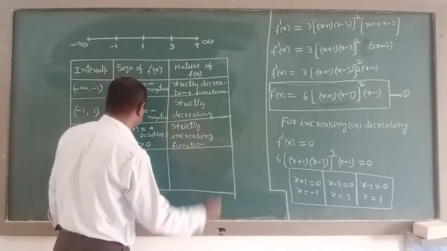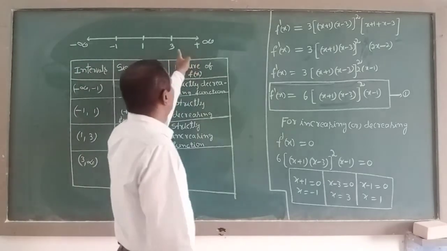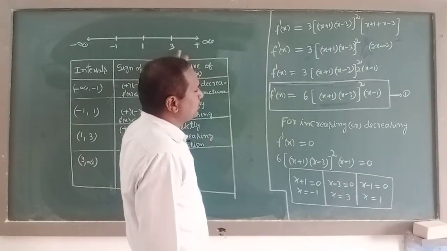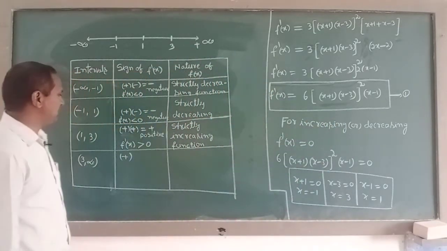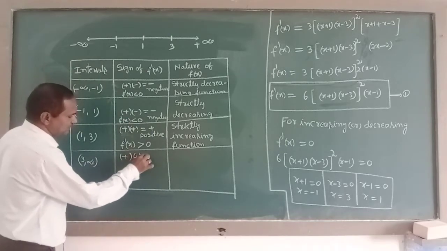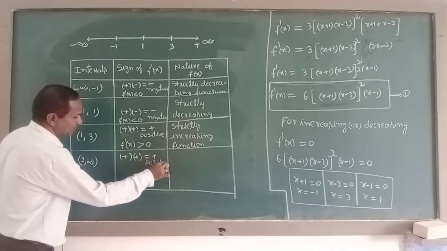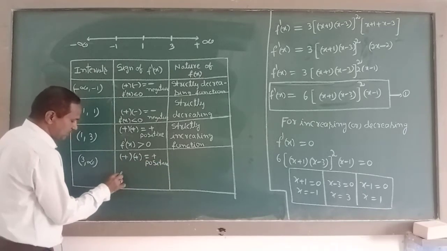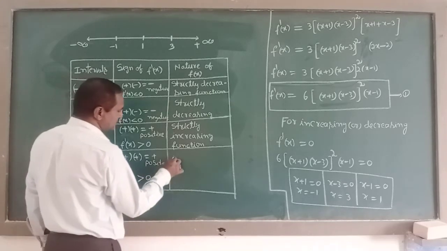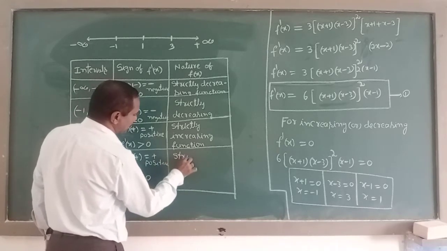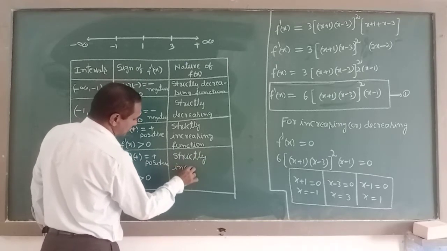Strictly increasing function. Next one is 3 to 4. After 3, generally which numbers will come? 4, 5, something will come here. If we select 4, minus 1, plus into plus means plus, plus means it is positive. Positive means here f dash of x is greater than 0. Greater than 0 means we can tell this is a strictly increasing function.